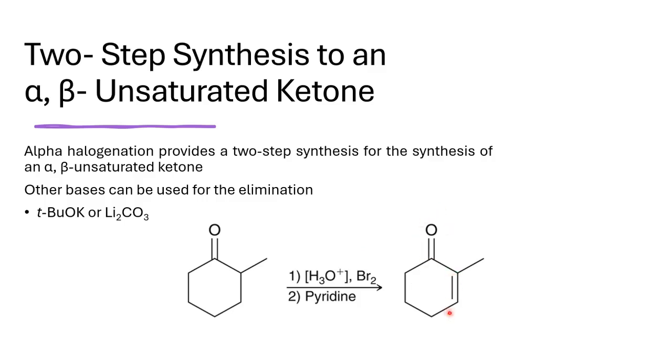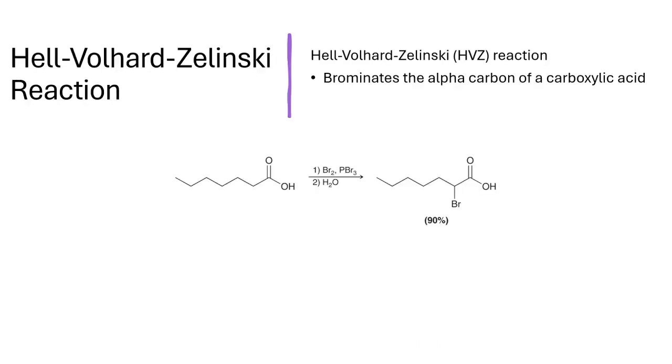The Hell-Volhard-Zelinsky reaction, or the HVZ reaction. In this reaction, there is bromination of the alpha carbon of a carboxylic acid. A carboxylic acid first reacts with bromine and phosphorus tribromide, followed by workup in water.